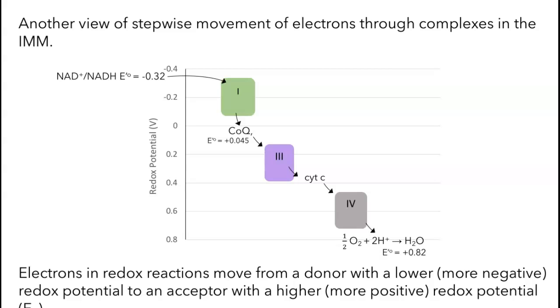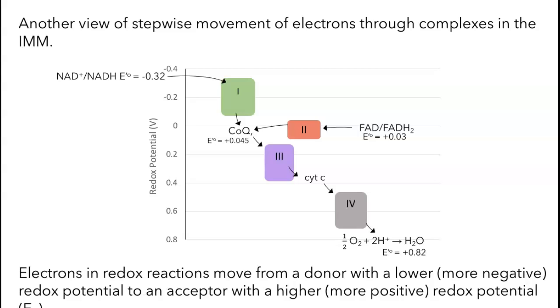Now you might have noticed that I didn't include complex 2 or FADH2 on this graph, and I'm going to do that now. FADH2 and FAD, that redox pair, under standard conditions, the redox potential is positive 0.03. And now we've got a problem, because FADH2 cannot hand off its electrons to complex 1. That would violate rules of chemistry. So instead, FADH2 will transfer electrons to complex 2, and then complex 2 can transfer them to coenzyme Q. And just notice that coenzyme Q's redox potential of 0.045 volts is sufficiently more positive than FADH2's. This is now thermodynamically viable.